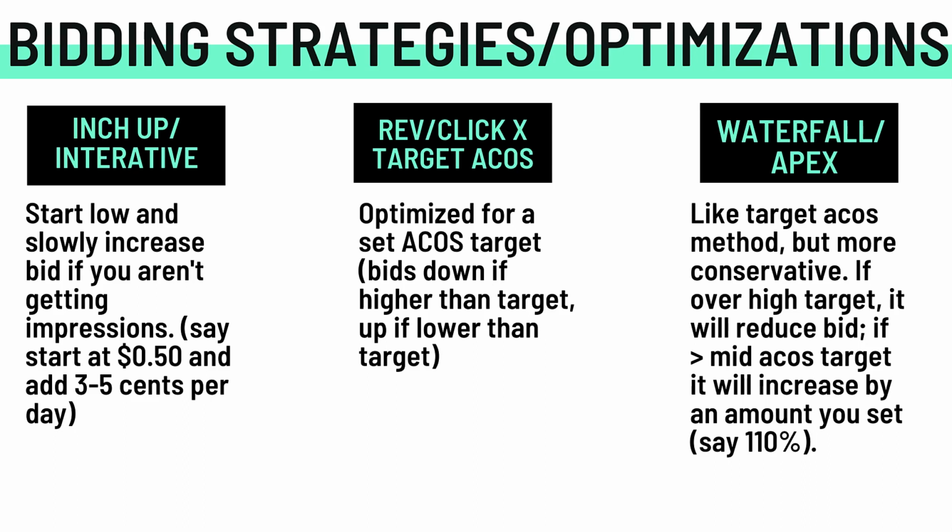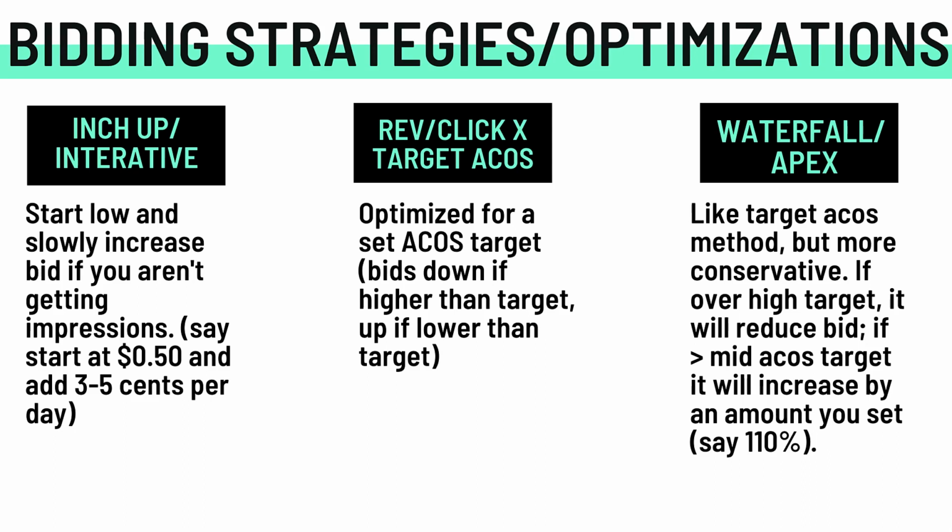The third that we'll talk about in this course and really leverage a lot is, again, an innovation from Brett. He's included it in Apex and calls it an Apex bidding method within that tool. It's what's called a waterfall method. It's very similar to the target ACoS method, but a little more conservative. If you're over the actual ACoS target that you set, it will reduce the bid per normal. But it also lets you set a medium ACoS target, so like a high, medium, low. If it's above that medium ACoS target, you can set the amount that it will increase.